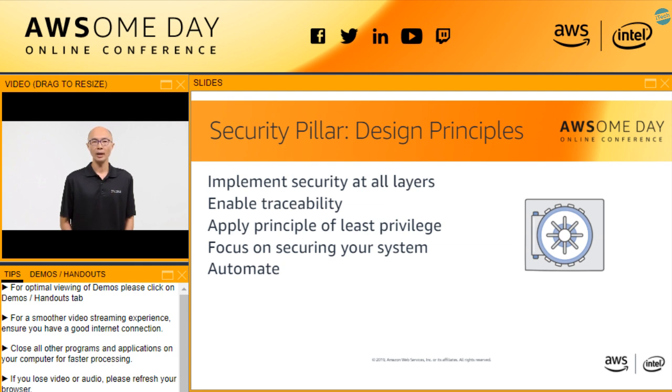Finally, automate security best practices. Software-based security mechanisms improve your ability to securely scale more rapidly and cost-effectively. For example, create and save a patched, hardened image of a virtual server so that when you need an image, you can use that image automatically to create a new instance. Another best practice is to automate the response to both routine and anomalous security events.